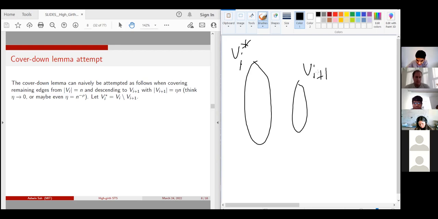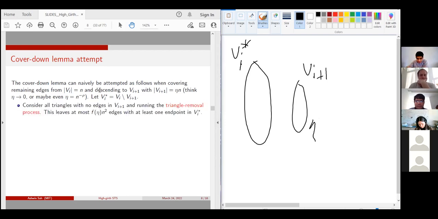Okay, and maybe let's even say the whole set is of size n and this thing is of size eta n. I'm just going to say it's an eta fraction. So here you can think of eta as being like 1%. They actually take it to literally be something like 1%. But you could think of eta as going to zero slowly, or in fact, later we're going to take eta to be n to the negative something. What eta is precisely doesn't actually matter too much, but it's just a small fraction that we're trying to localize to. So we need to cover everything that's outside of V_{i+1}. So everything on the left, basically.